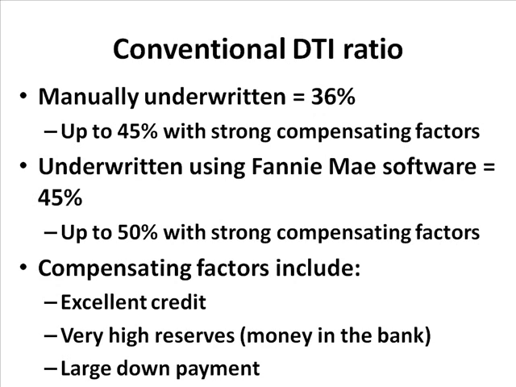Here are the DTI ratios for conventional loans. If the loan has been underwritten manually, the ratio is 36%, but it can go as high as 45% with strong compensating factors. If the loan has been underwritten using the Fannie Mae software, then the ratio is 45%, but it can go as high as 50% with strong compensating factors. Some of those compensating factors include excellent credit, very high reserves, which means money in the bank, or a very large down payment.